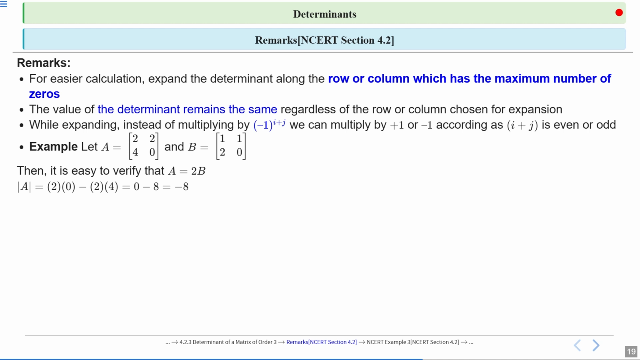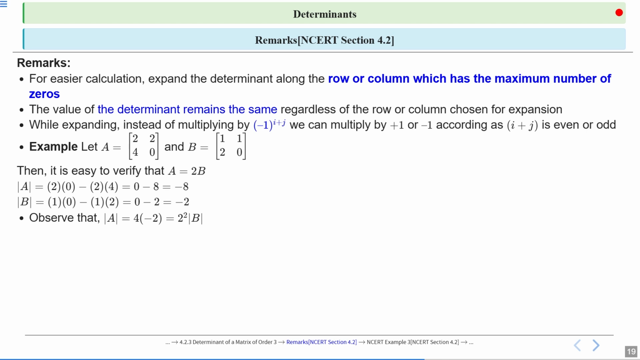If we find the determinant of A, we multiply the diagonal elements minus the product of the off-diagonal elements. So for determinant of A, we multiply 2 into 0 minus 2 into 4. So we get 0 minus 8, that is minus 8. Determinant of B is 1 into 0 minus 1 into 2, so 0 minus 2, that is minus 2. Okay? So observe that determinant of A is equal to 4 into minus 2. Just a simple observation: determinant of A is minus 8 and determinant of B is minus 2.